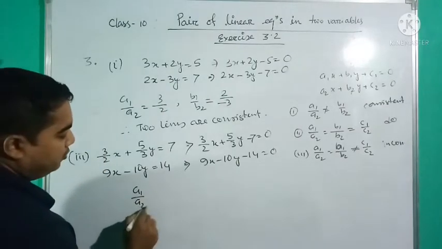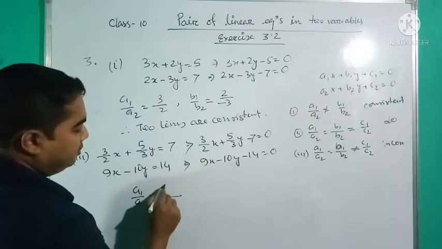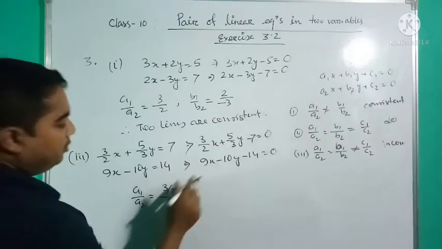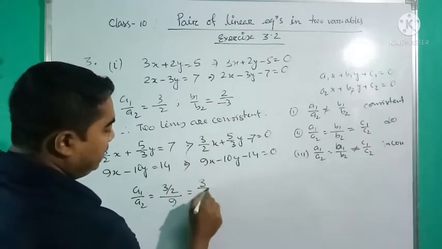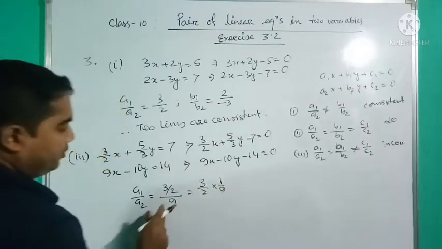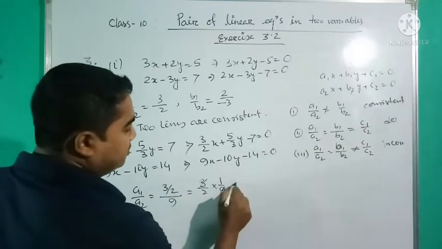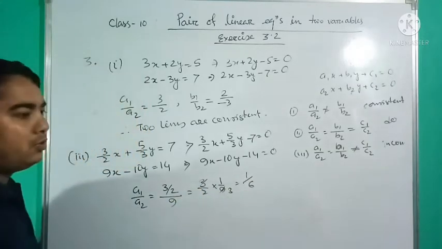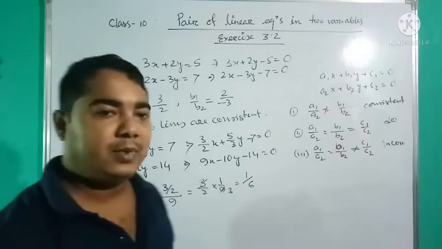a1 by a2. a1 value is 3 by 2, a2 value is 9. Then 3 by 2 into 1 by 9. Then 3 times 1 by 6. We got the a1 by a2 value as 1 by 6.